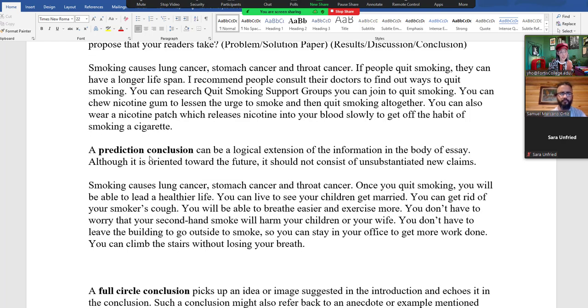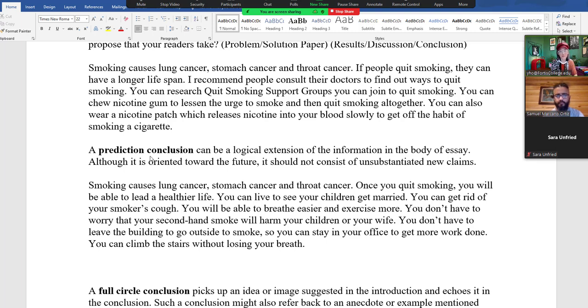A prediction conclusion, is that too fast? Is that good? Okay, you're good. A prediction conclusion means that you want to predict into the future what will happen if the reader takes these actions. So here you would say smoking causes all these cancers, but once you quit smoking, you will be able to lead a healthier life. So instead of saying you, you can say once people quit smoking, people will be able to lead a healthier life.